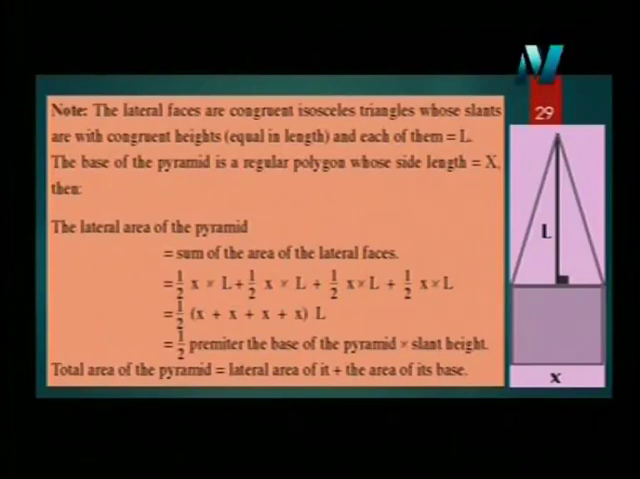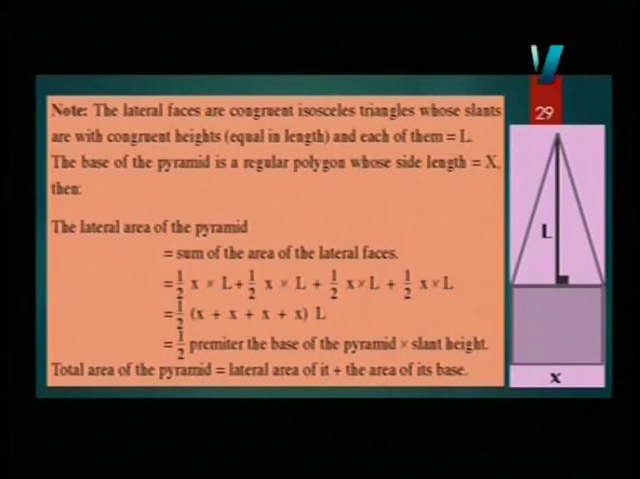We have here lateral faces. We have 4 lateral faces in fact, and each face is a triangle, and each triangle has a base and a height. So this first one equals half X times L, the second half X times L, the third half X times L, and the fourth half X times L. So if we add them, we have half as a common factor, and X plus X plus X plus X times L. So half the perimeter of the base of the pyramid multiplied by the slant height.